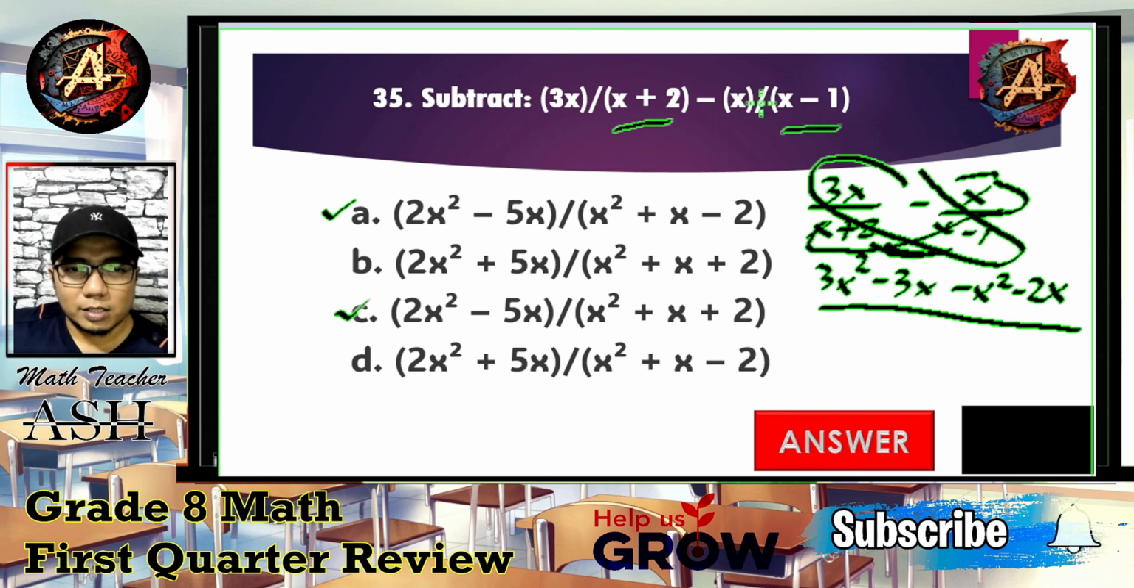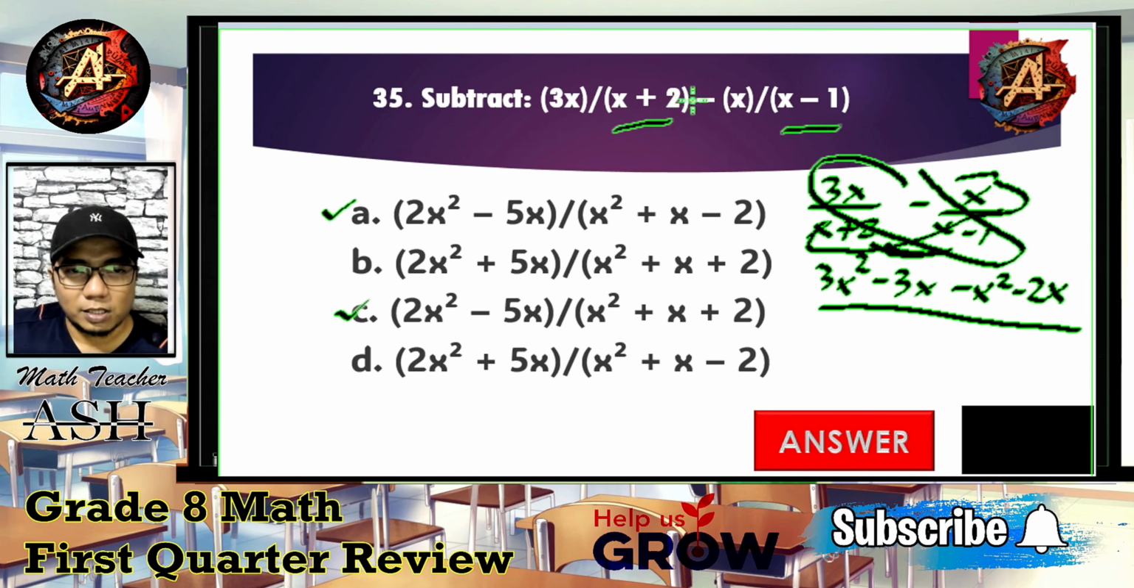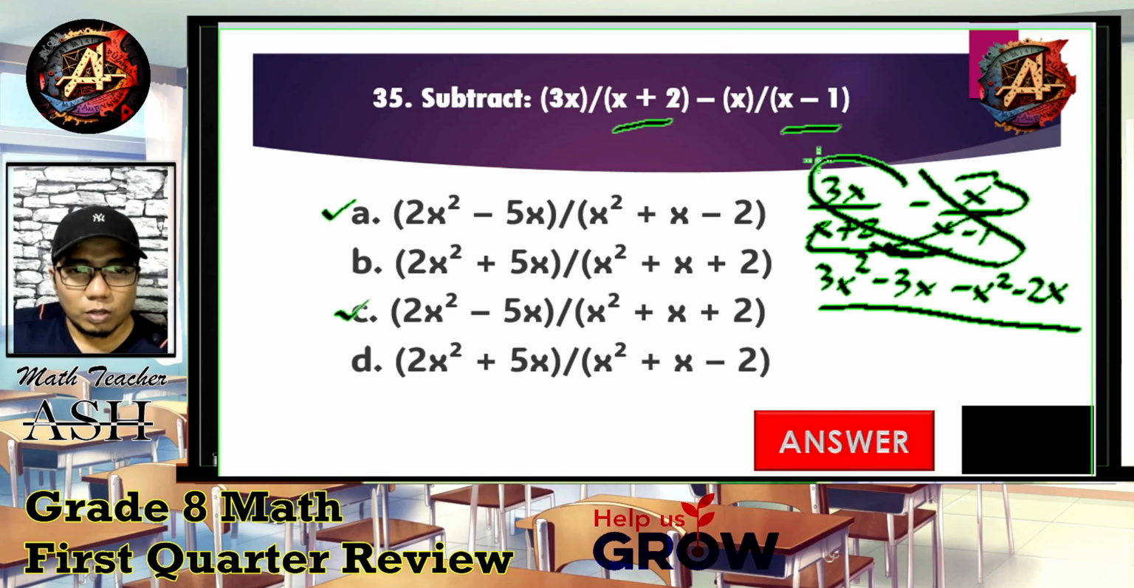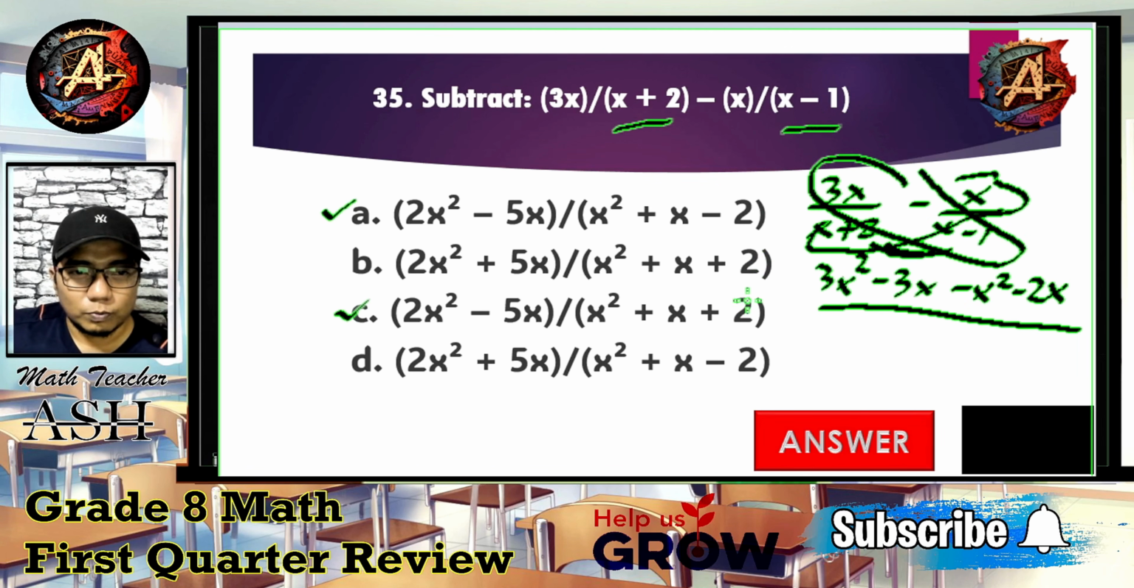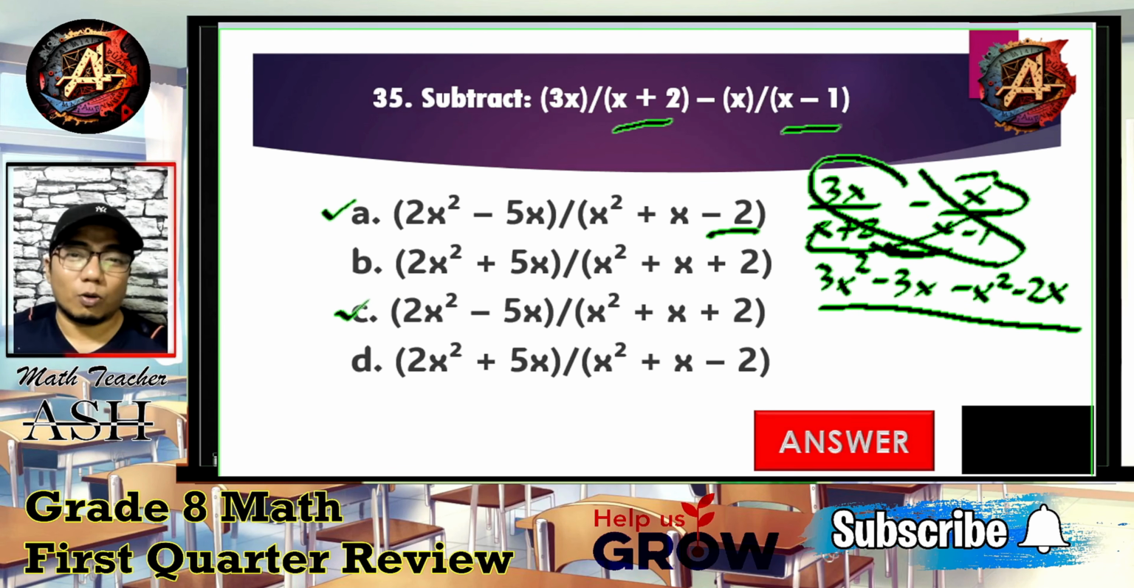So, x times x, x squared. X times negative 1, that would be negative x. 2 times x, that would be positive 2x. And then positive 2 times negative 1, that would be negative 2. So, the last value is negative 2 or minus 2. So, therefore, among A and C, this is the one that satisfies. Therefore, letter A is the correct answer.